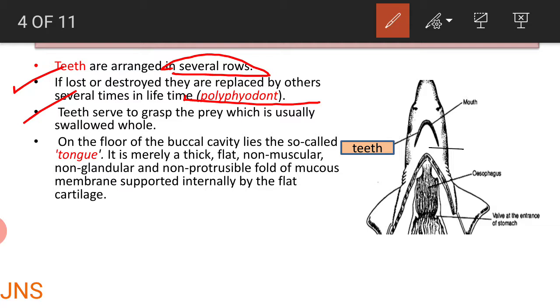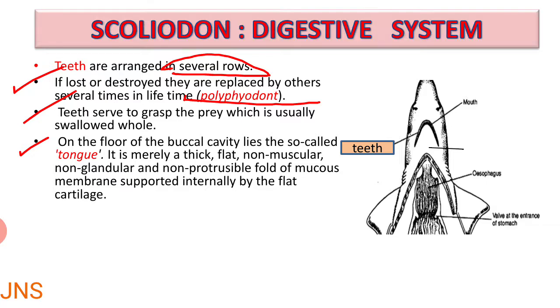On the floor of the buccal cavity lies the so-called tongue. It is merely a thick, flat, non-muscular, non-glandular, non-protrusible fold of mucous membrane supported internally by a flat cartilage. This is about the tongue.